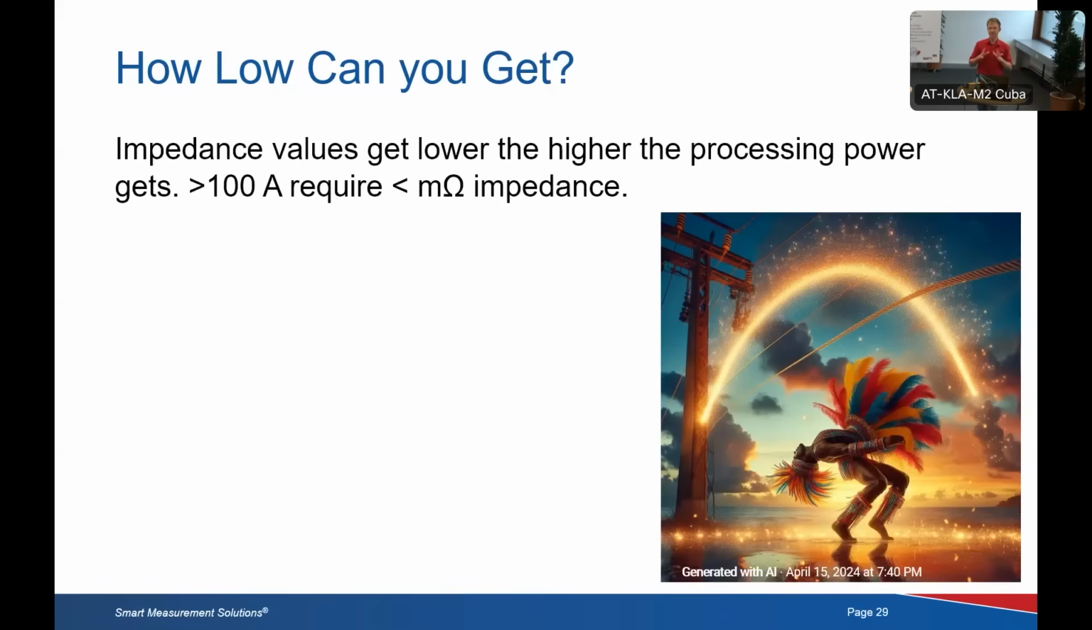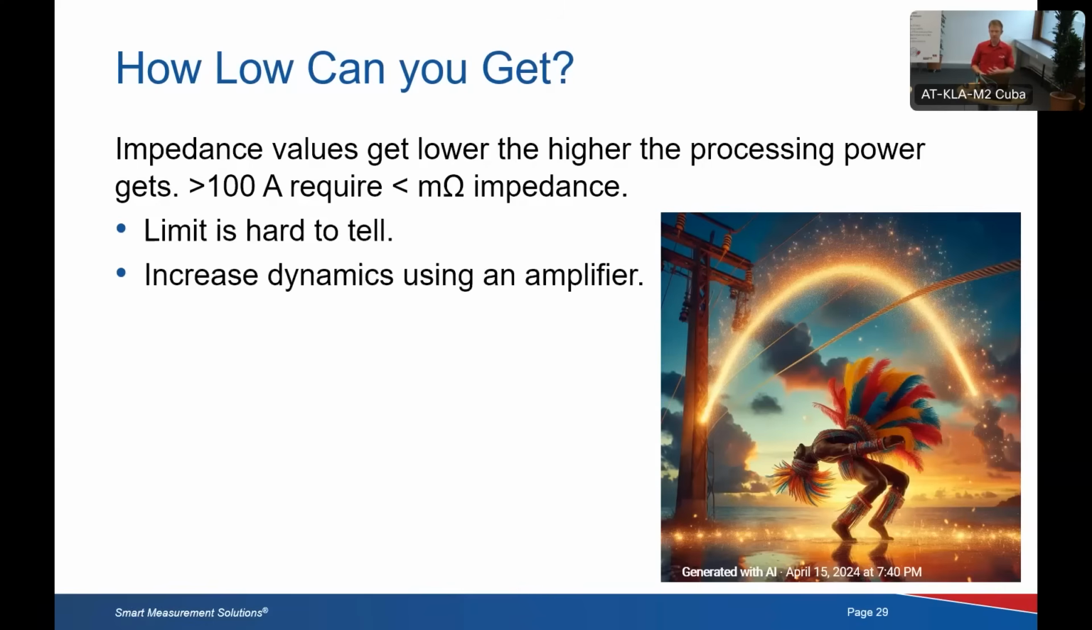The lower the impedance gets, the more difficult it gets. And the higher processing power gets, the lower the impedance needs to get. So if you have 100 ampere requirements, then the impedance needs to be below milliohms to keep the voltage drop small. The limit of the measurement is a little hard to tell. You can increase the dynamics of the measurement by using an external amplifier, then you can get lower.